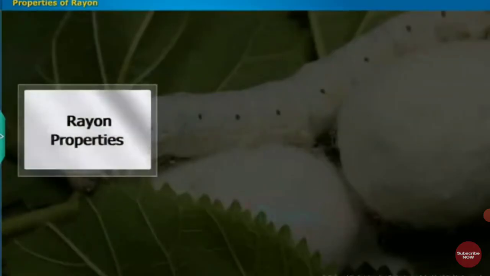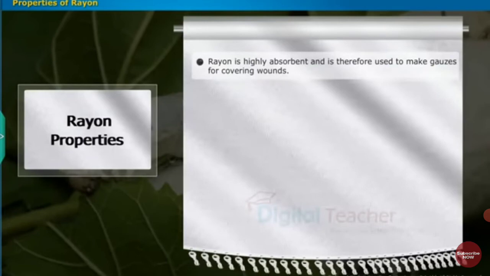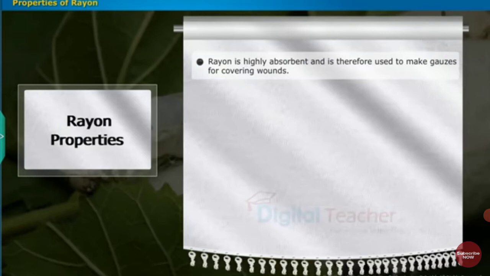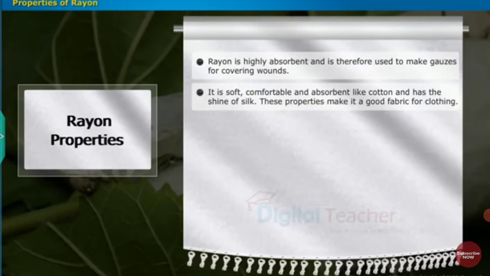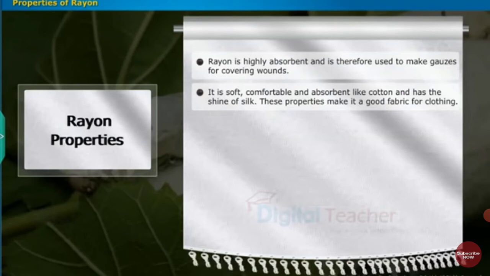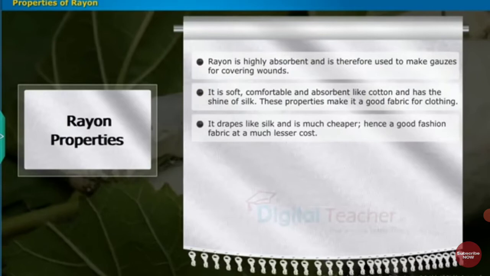Let us discuss the properties of rayon. Rayon is highly absorbent and is therefore used to make gauze for covering wounds. It is soft, comfortable and absorbent like cotton and has the shine of silk. These properties make it a good fabric for clothing. It drapes like silk and is much cheaper, hence a good fashion fabric at a much lesser cost.